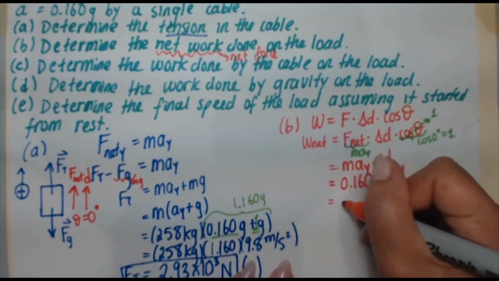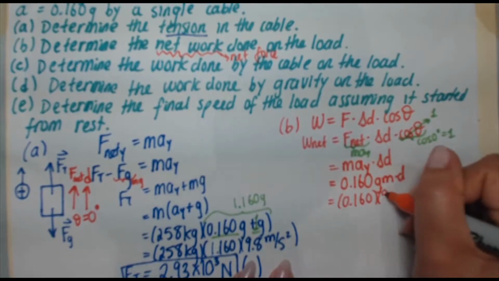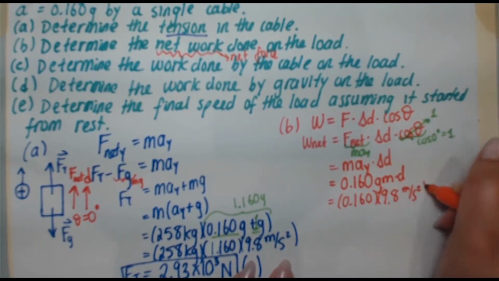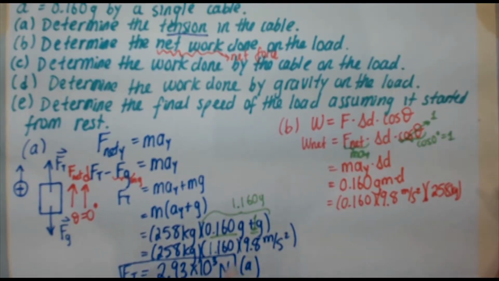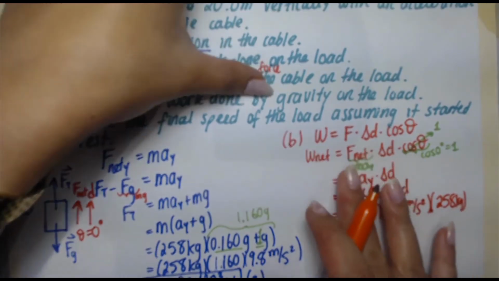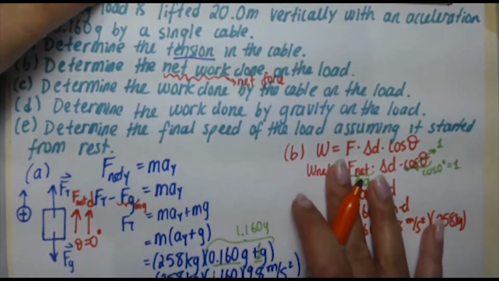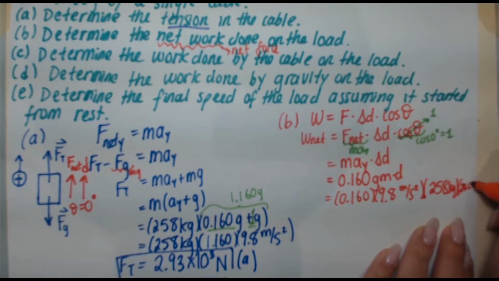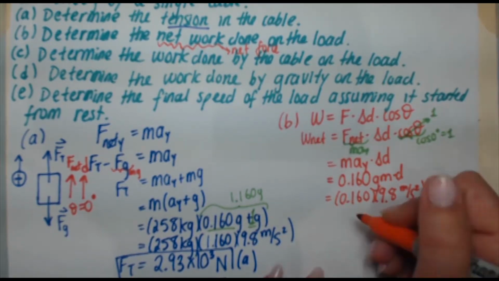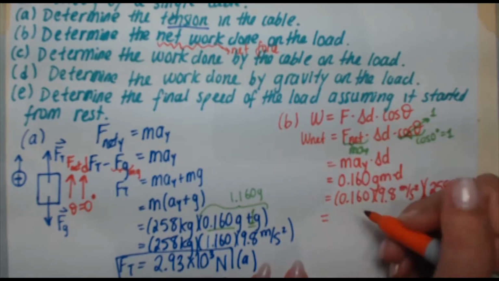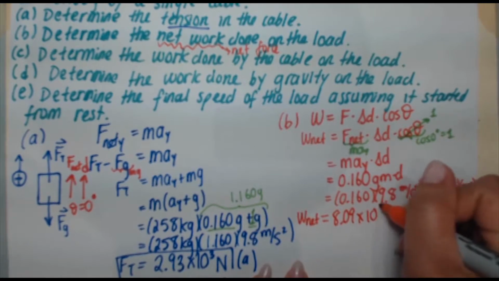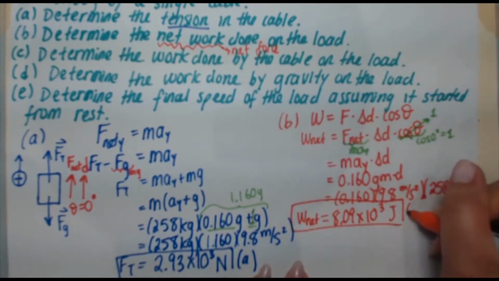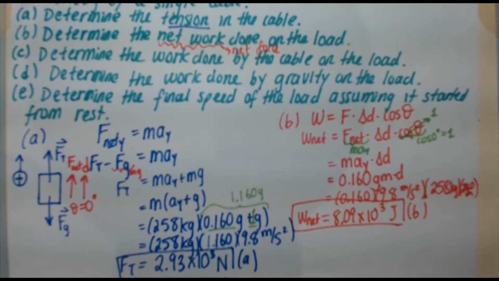So we get 0.160 times g, which is 9.8 meters per second squared, times the mass, which is 258 kilograms, times d. It's lifted 20 meters, so that's our distance, times 20 meters. I'll multiply that through, and when you do, you are going to get that the net work is 8.09 times 10 to the 3 joules. There's your answer for part B. Net work requires net force. We're making pretty good progress right now.